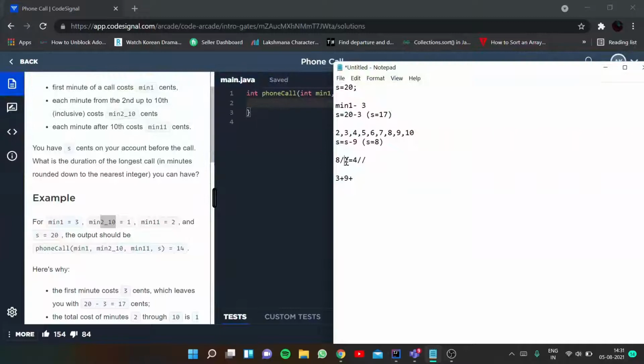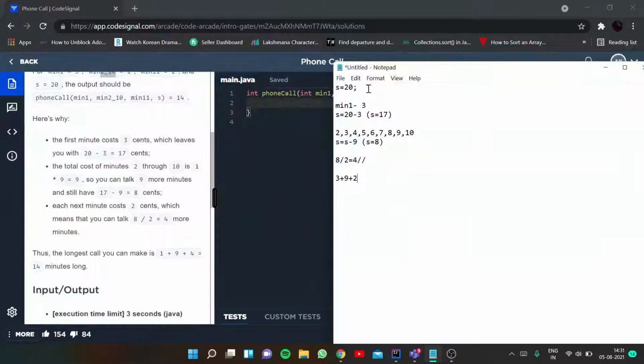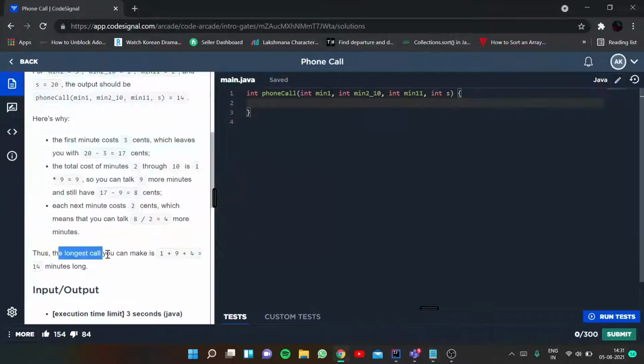Then each next minute costs 2 cents, so we are making 4 more minutes. No, not 3 plus 9 plus 2. It is the first minute. So the longest call you can make is 1 plus 9 plus 4. Okay, here it is explained.